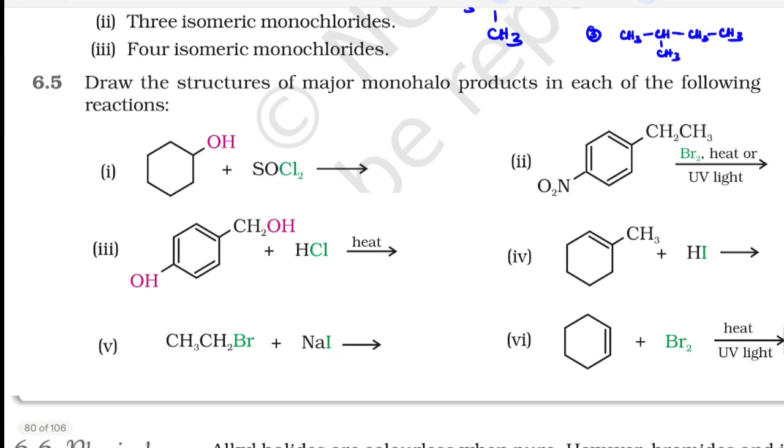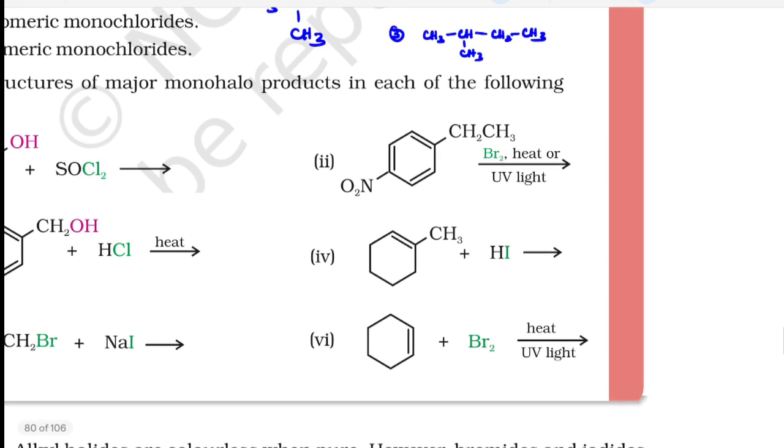Next, 6.5: draw the structures of the major monohalo product in each of the following. You can see here thionyl chloride is there. In the first video we studied this reaction of thionyl chloride, which is a good reagent for the preparation of alkyl halides from alcohol. If an OH group is there, remove the OH group and place Cl over there. So what is the product you will get? You will get a product like this. In place of OH, you have to place Cl.